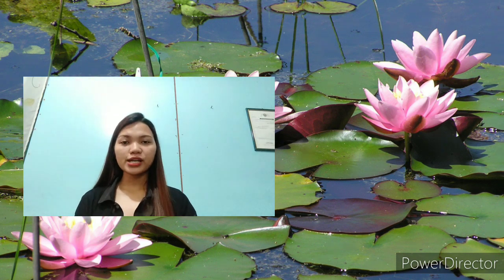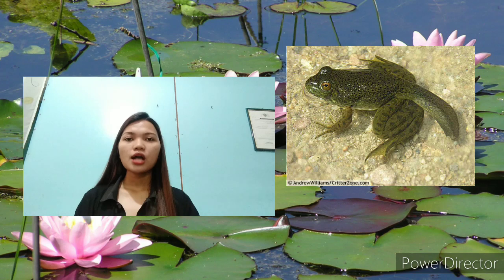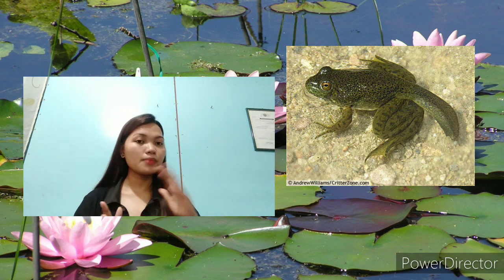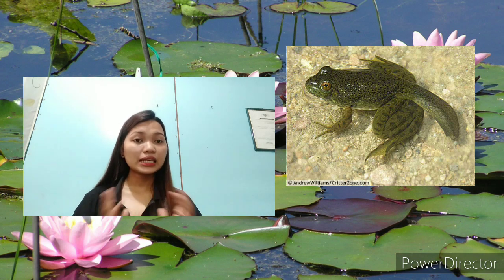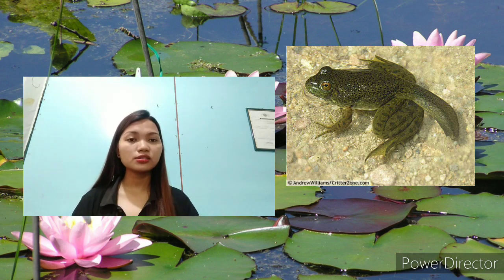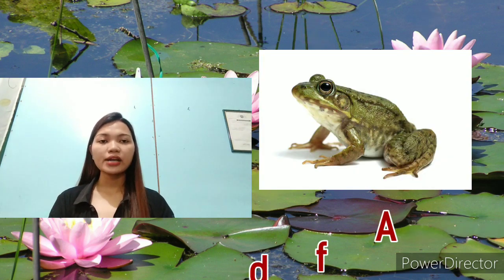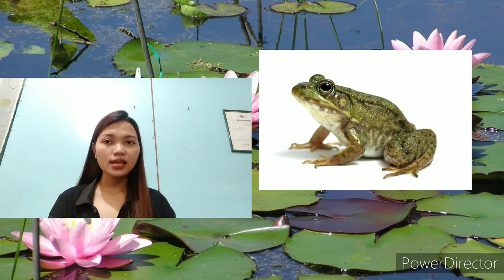Stage 4 is the young frog. The tadpole grows two front legs, so it has front legs and back legs, and also a long tail, because it's not completely an adult frog. And the last stage is the adult frog. At this time, the frog is an adult.